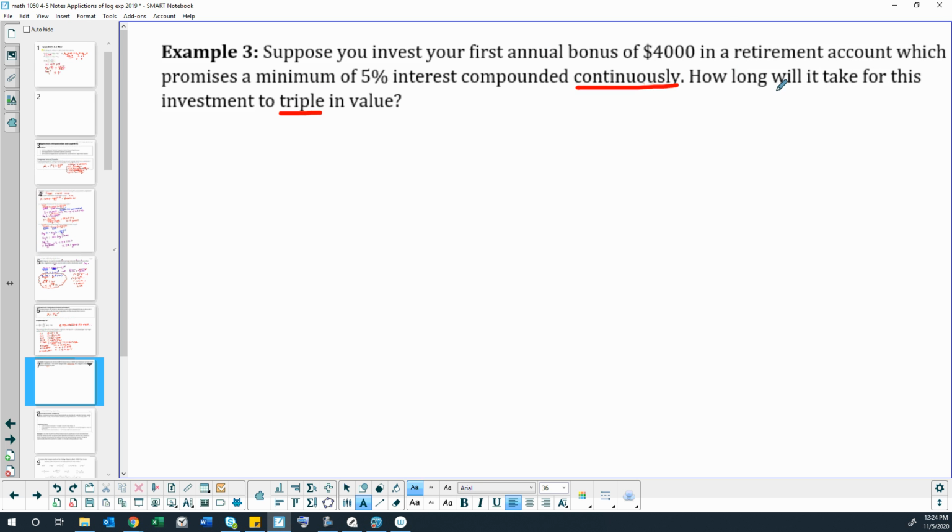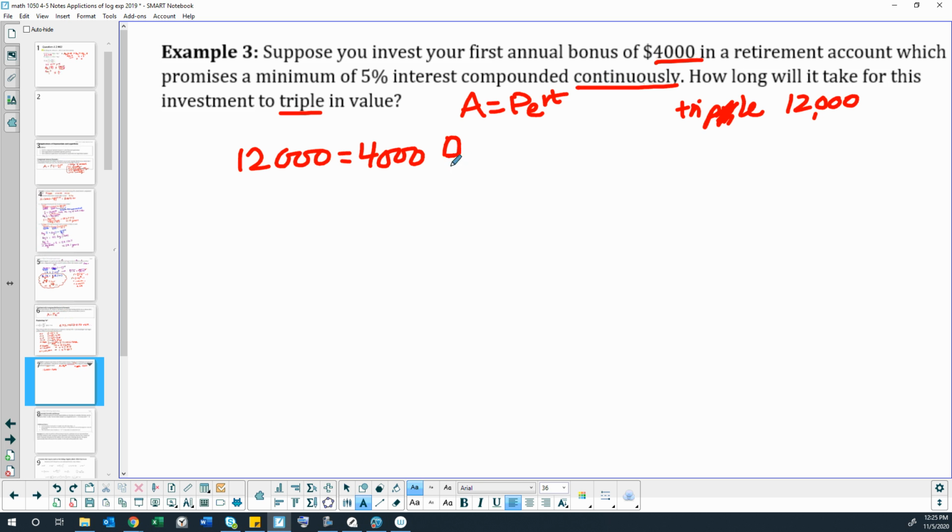Well, this kind of has two different things going on that we should pay attention to. First of all, continuously means we're going to use this formula, right? And then the other thing we should be aware of is we're tripling in value. So even though it has a 4,000, our triple value would be 12,000. But we don't even really need those numbers, because when we plug them in, tripling our money is 12,000, and we're starting with our principal of 4,000, and then we have e to the r, which is 0.05, and we don't know the time because that's what we're trying to find. So how long will it take?